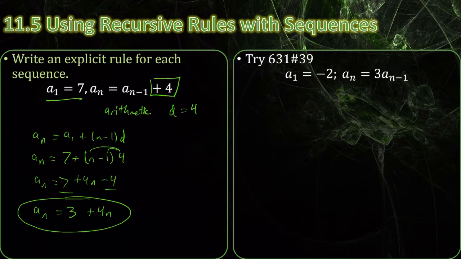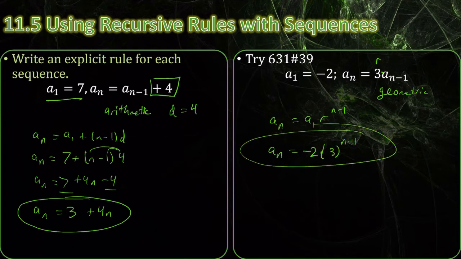Why don't you try number 39? We're multiplying, therefore it is geometric, and that is the r. So it's a(n) equals a1 r to the n minus 1. a1 is negative 2. r is 3 to the n minus 1.